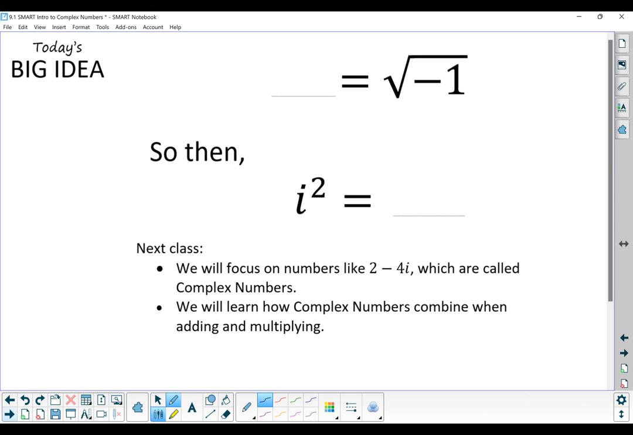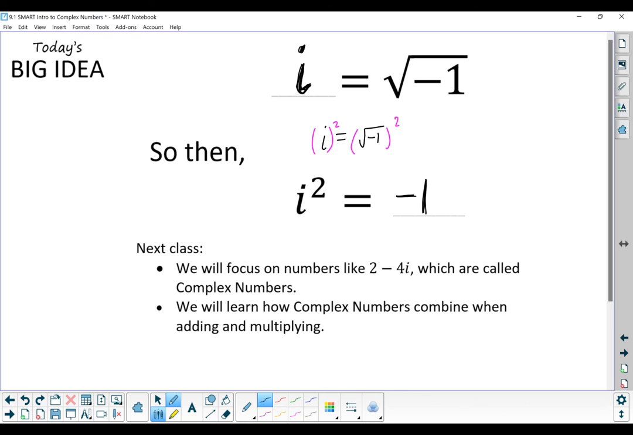Okay, so today's big idea is that i is an imaginary number that is equal to the square root of negative 1. And when we say imaginary, we don't mean pretend. So that means, if I think about, okay, I know that i is equal to the square root of negative 1, i squared would be, if I square both sides of this equation, i squared is equal to, if I square the square root of negative 1, this is just negative 1. So i squared is equal to negative 1.